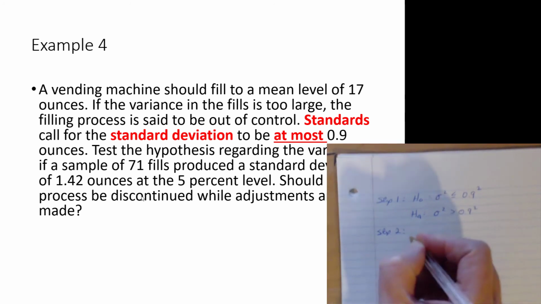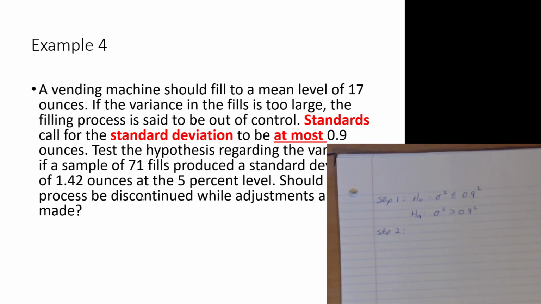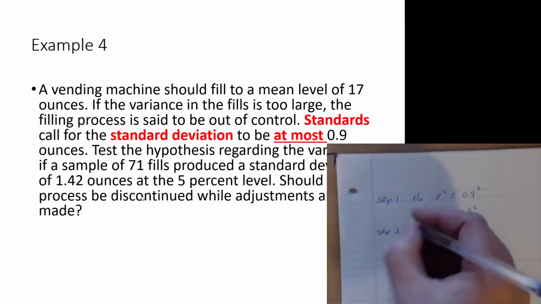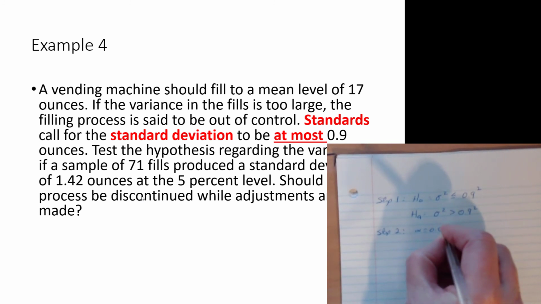Step 2, alpha. So it tells us here we want to test a hypothesis regarding the variance if a sample of 71 fills produced a standard deviation of 1.42 ounces at the 5% level. Should the process be discontinued while adjustments are being made? Okay, so we'll make adjustments when that standard deviation gets out of whack. So if we were to reject H0 in this case, that would mean it was out of whack, and we would have to do adjustments. Okay. So 5% level, so it's telling us alpha is 0.05.